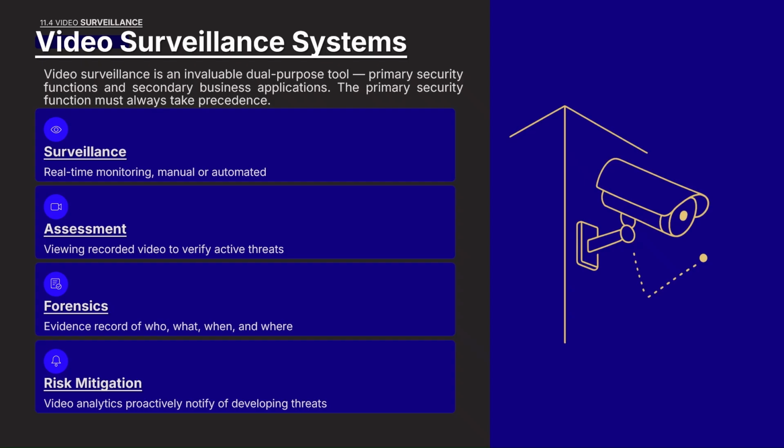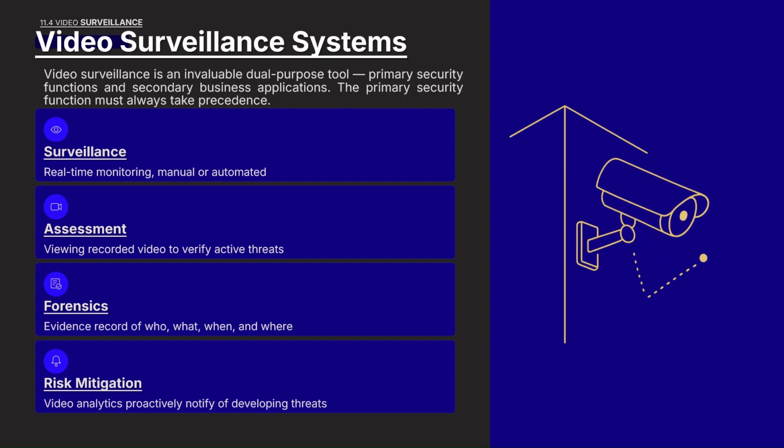Their primary role is surveillance, providing real-time monitoring, whether manual or automated. They also support assessment by allowing operators to verify alarms and determine the nature of a threat before responding. In addition, video systems play a key role in forensics, recording evidence of events including what happened, when, and where.